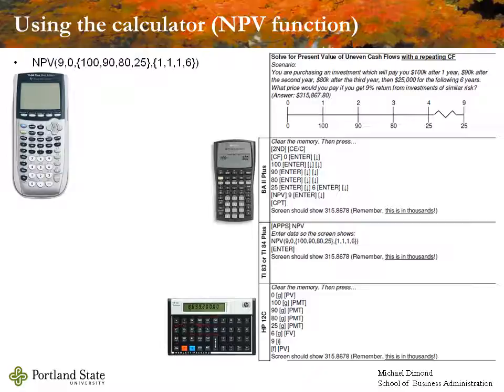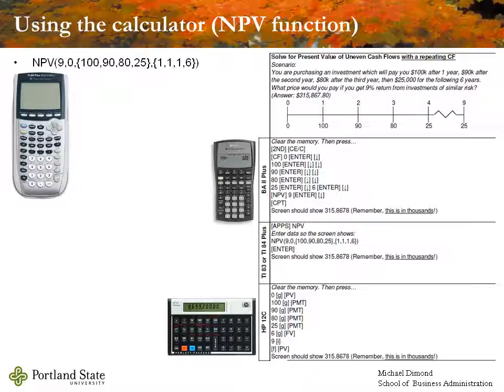If you require a 9% rate of return for investments of similar risk, the question is, how much would you pay for that investment? The answer your calculator is going to give you is $315,867.80. In the case of the BA2 Plus, we're going to go through the same sort of a process we did before, but we're going to start using that F function when we get to the proper cash flow.